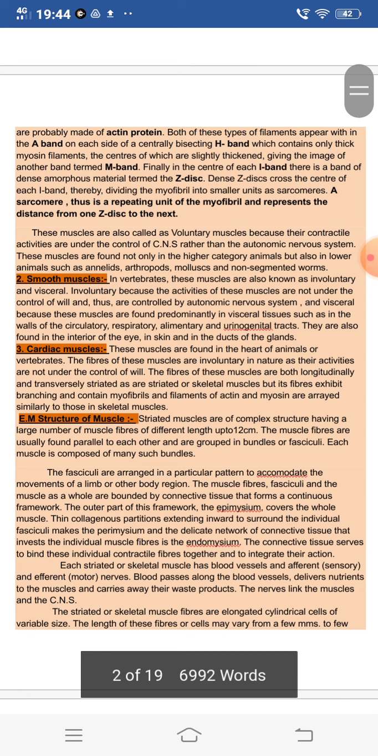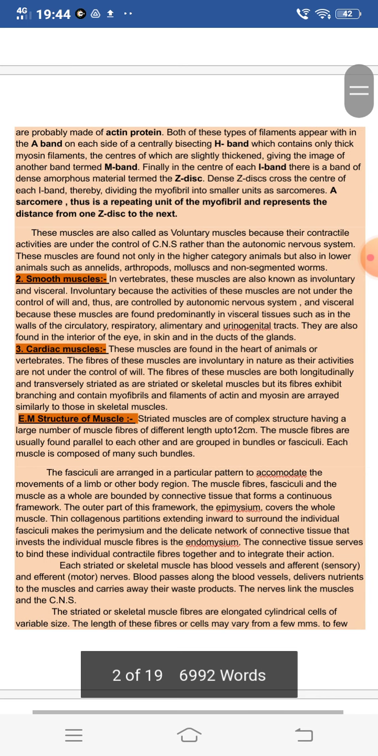Again, they are centrally bisected, and that band is known as the H band, which contains only thick myosin filaments, the centers of which are slightly thickened compared to the remaining portion of the H band, giving the image of another band termed the M band. Within this H band, the slightly thickened part of the myosin filament is termed the M band.